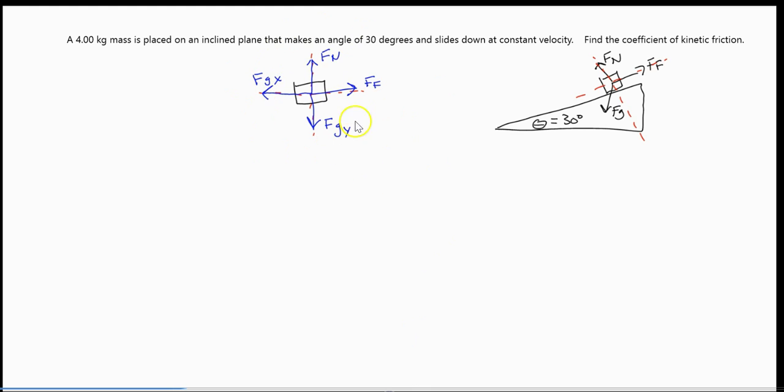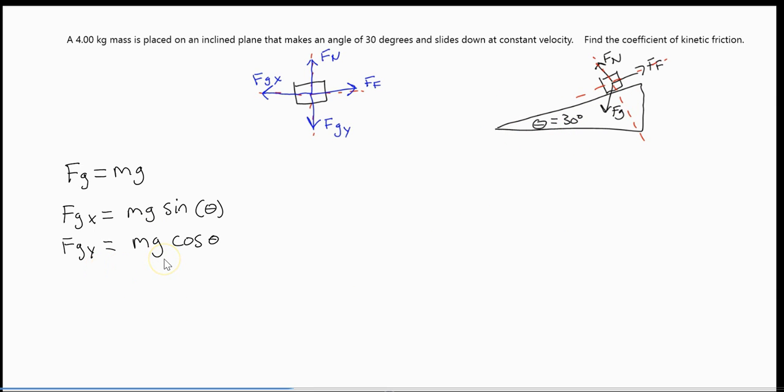Once we break everything up, it's really simple because everything that lies on the x-axis we can add together, and everything that lies on the y-axis we can add together. Now we recall that the weight Fg, the force due to gravity, is equal to mass times the acceleration due to gravity. In the x direction, this component is going to be mg sine theta, theta being this angle right here, and in the y direction it's going to be mg cosine theta. So this is how we resolve the x, or parallel, component and the y, or perpendicular, component.